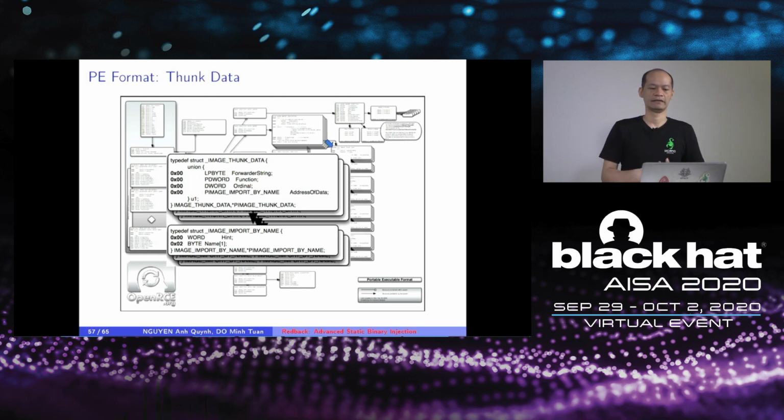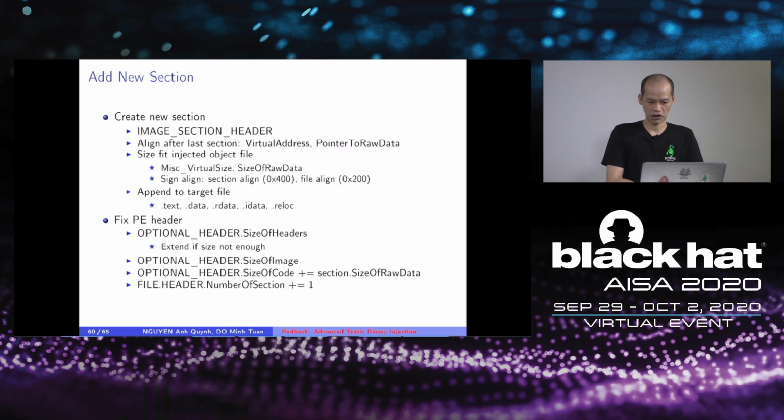So we see that Redback needs to add a new section for the injection. To create a new section, we append a new section at the end of the original program. After that, we need to align it so it can be recognized by the system. The size of the section needs to fit the injected object files, so we need to adjust the virtual size and the size of raw data. We need to align the section in memory as well. And actually, we need to append not only one, but probably many sections, like sections for code, for data, for read-only data, for imported data, and for relocation.